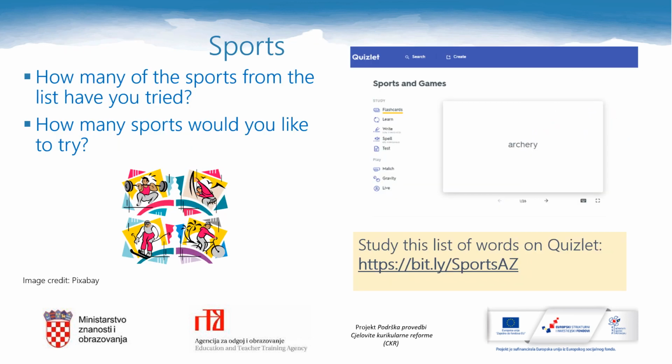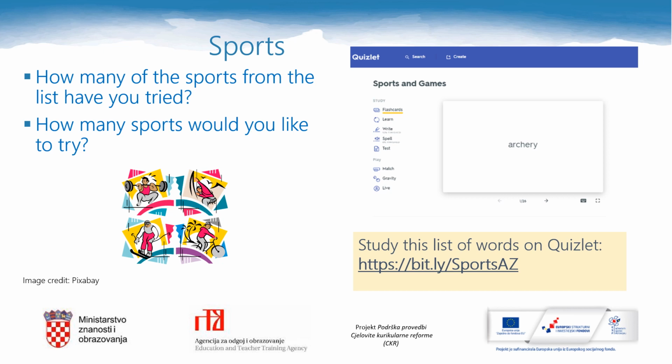Sports are important if you want to keep healthy and fit. We will use this lesson to learn as many words for sports as you can. I have prepared a Quizlet exercise for you, and that Quizlet exercise has one word for a sport for every letter of the alphabet. Please go through all the words, see how many you already know. Try to learn some more. Study the list of words on Quizlet.